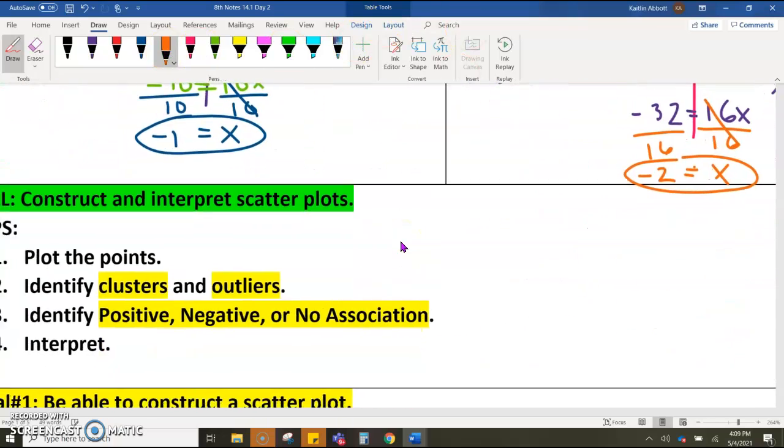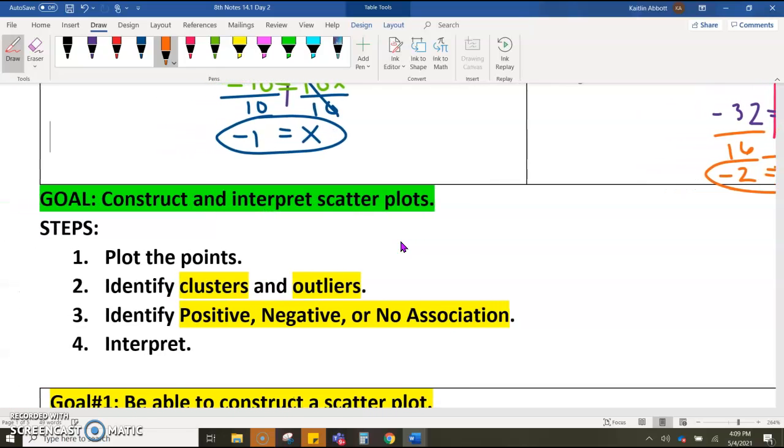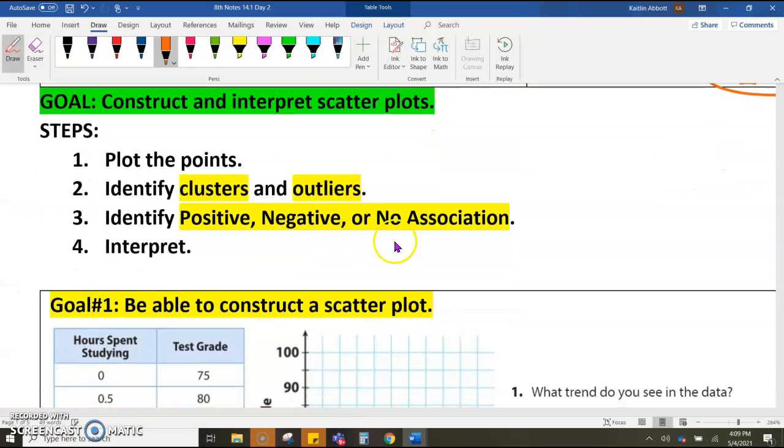Moving on to today's stuff, pretty close to what we did yesterday. We are still going to make a graph, and we're going to interpret the scatter plot. So we're going to plot the points. We're going to identify those clusters, those groups of points, and the outliers, those ones that are out of the way. This is new. We're going to identify a positive, negative, or no association to these dots.